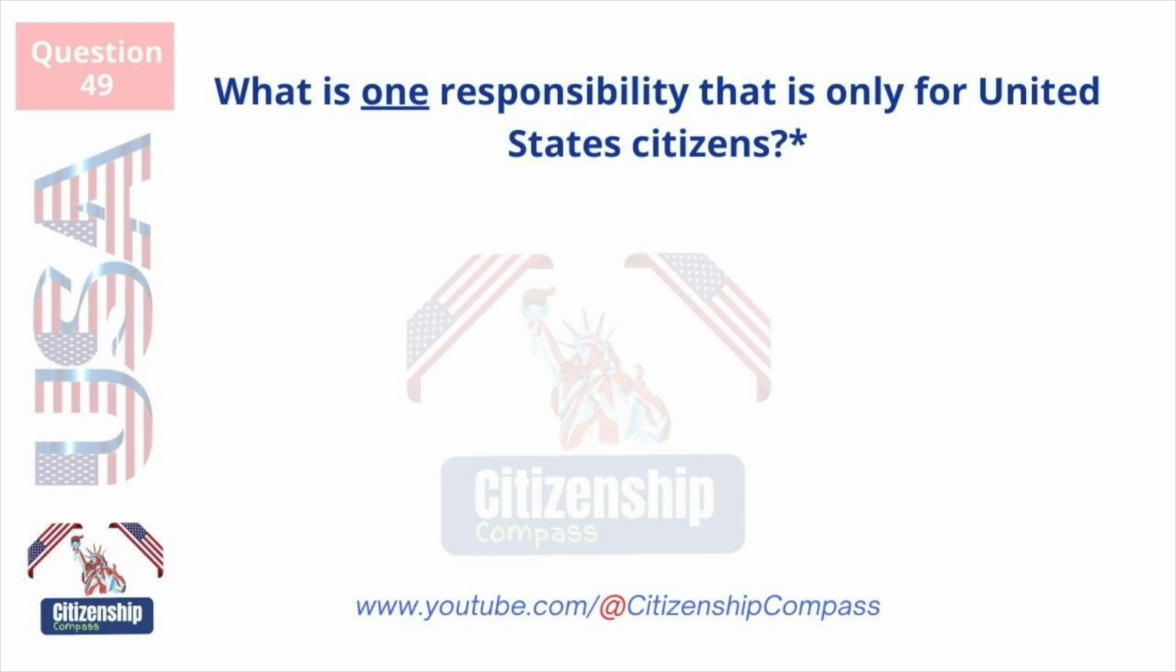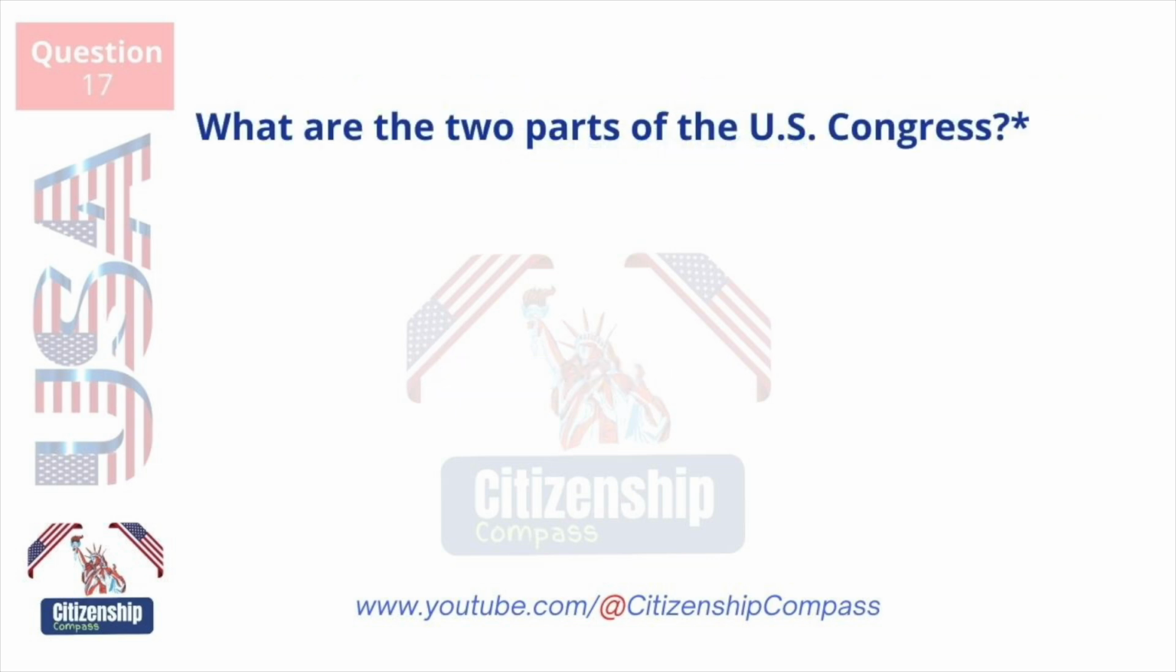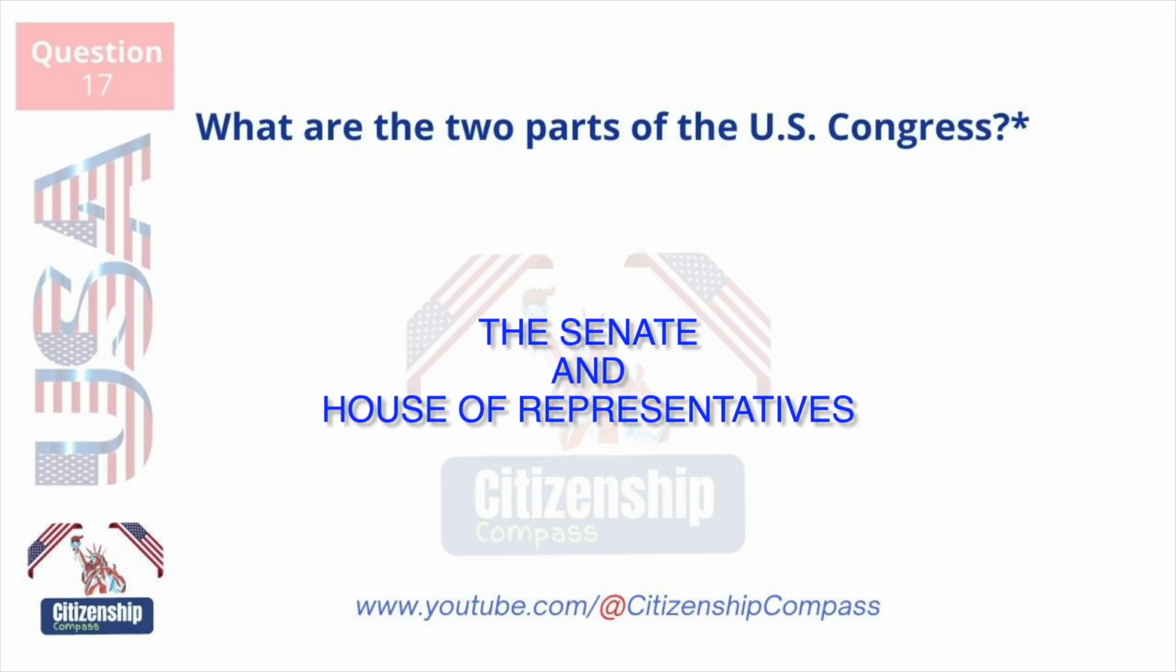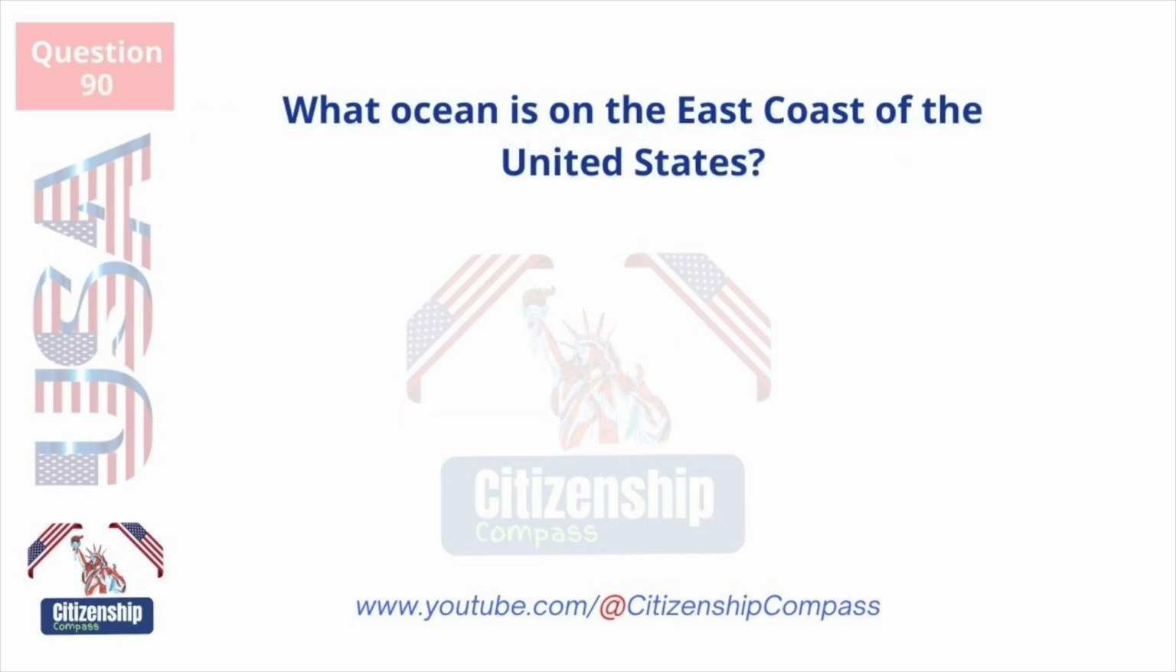What is one responsibility that is only for United States citizens? Serve on a jury. What are the two parts of the U.S. Congress? The Senate and House of Representatives. What ocean is on the east coast of the United States? Atlantic Ocean.